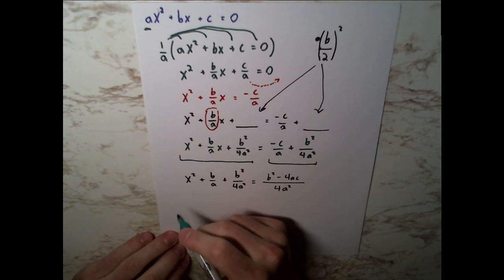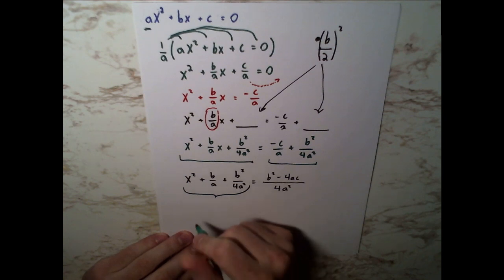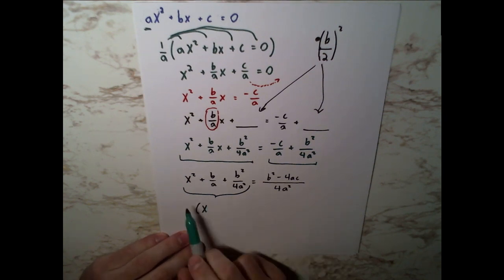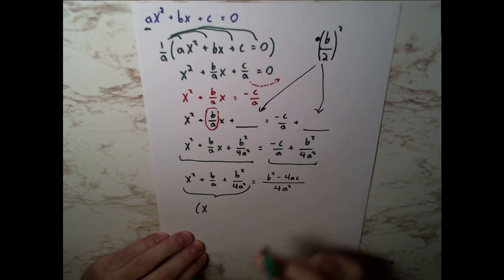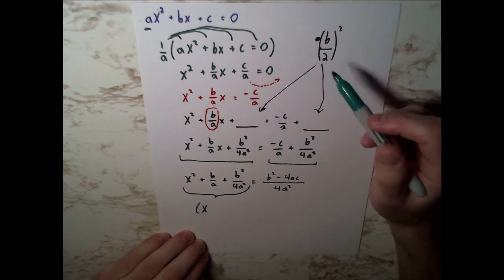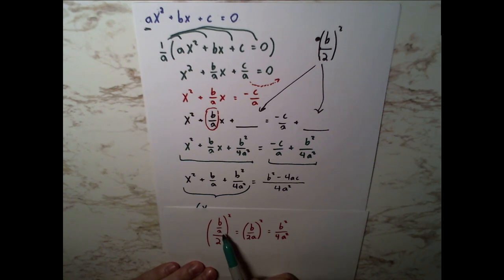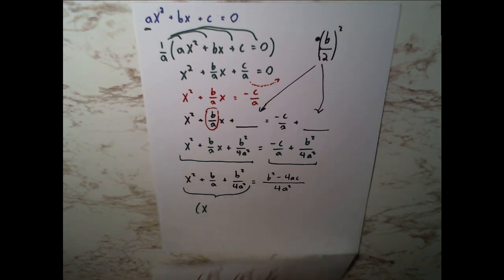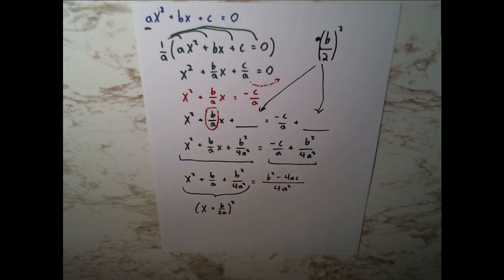And we know that when we complete the square, there's a way to get these to factor down nicely. And what it ends up factoring to is x plus or minus b over 2 quantity squared. So our b over 2 in this case, we calculated it up here in red. Our b over 2 came out to be b over 2a. So it's going to be x plus b over 2a quantity squared.